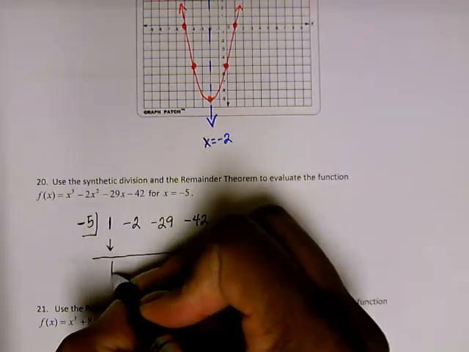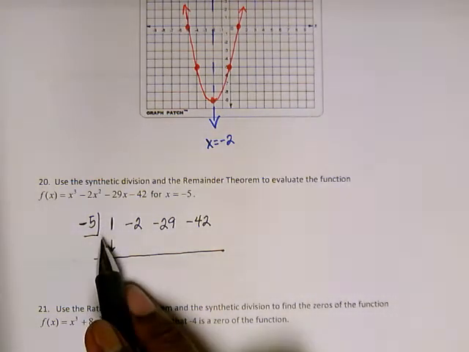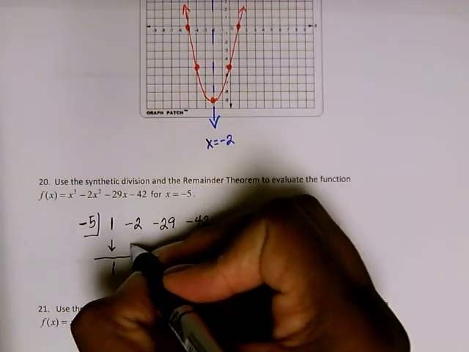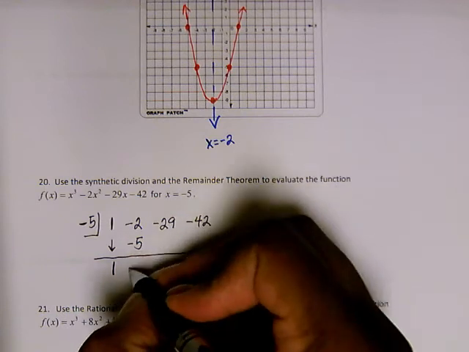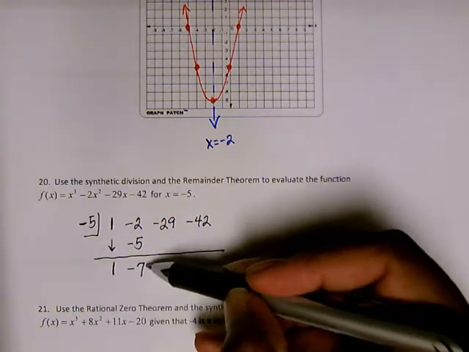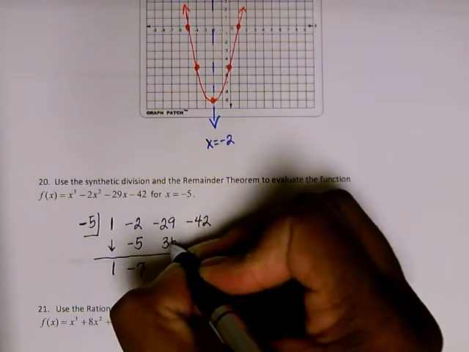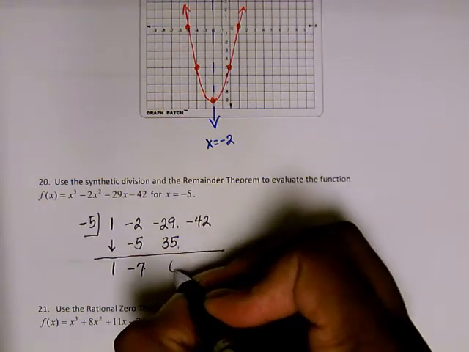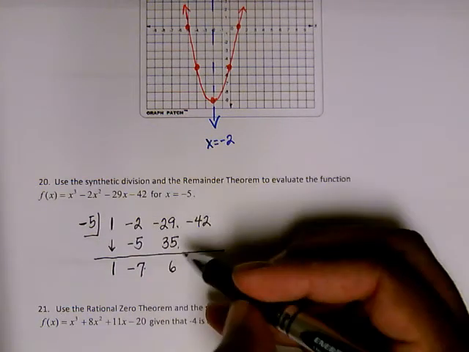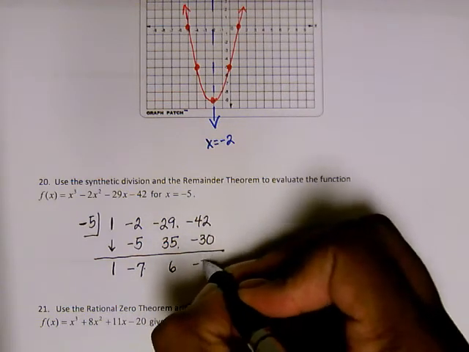So here if I bring down the 1, which is the leading coefficient in the bottom row, now I'll take that 1 multiplied by the divisor of negative 5. 1 times negative 5 will be negative 5. And then add negative 2 to negative 5, you're going to get negative 7. Then multiply negative 7 times negative 5. That's a positive 35. And then add negative 29 to 35. You're going to get 6. And then finally, 6 times negative 5 will be negative 30. Negative 42 plus negative 30 will be negative 72.